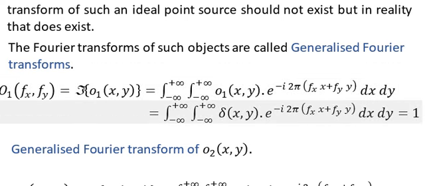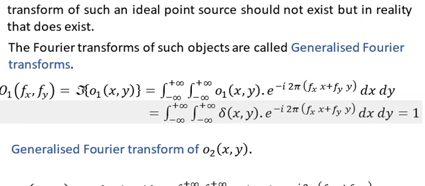And you know that O1 is actually delta of x, y. So we have placed the value of delta of x, y in this integral. If you evaluate this integral, then you know that it will be equal to 1 by the definition of the delta function, because in order for the delta function to be non-zero, x should be equal to 0 and y should be equal to 0.